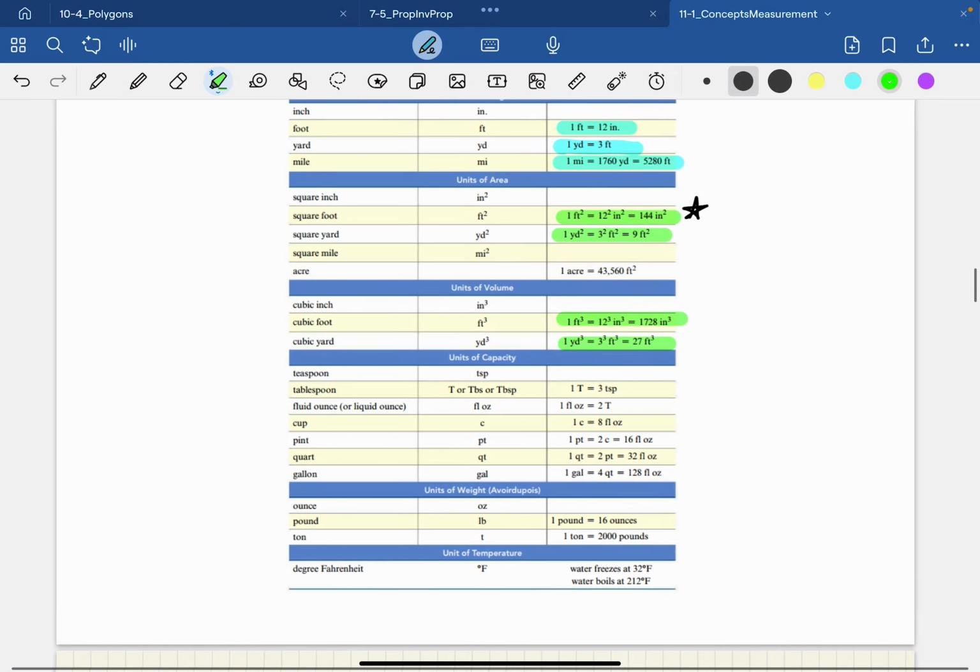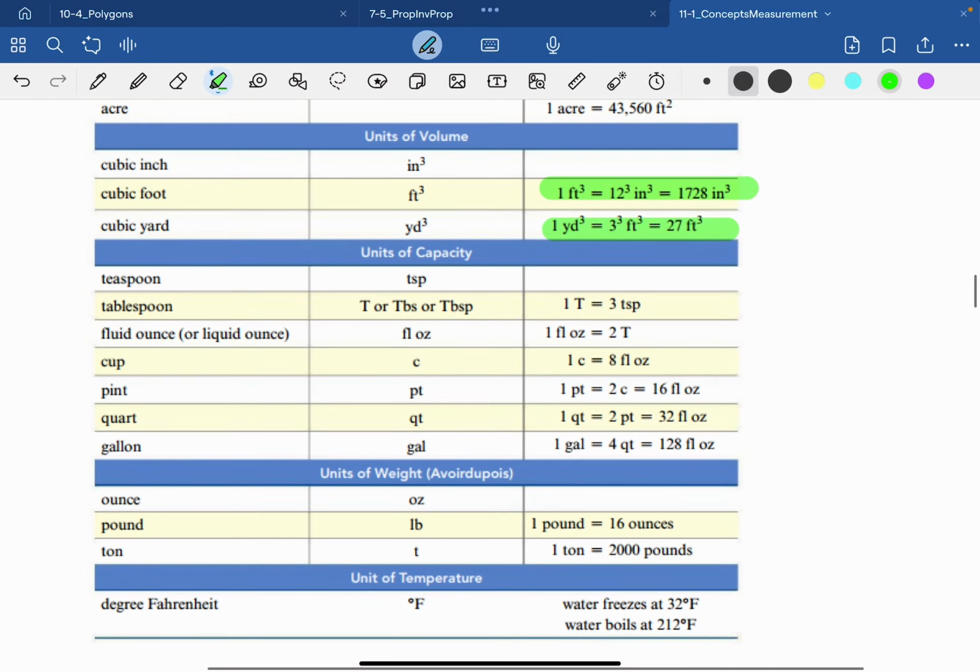The measurement units of capacity, of course, are just accepted conversions. So 1 tablespoon is 3 teaspoons. A fluid ounce or liquid ounce is equal to 2 tablespoons. A cup is 8 fluid ounces. A pint is 2 cups, 16 fluid ounces. A quart is 2 pints, which is 32 fluid ounces. And a gallon is 4 quarts, or 128 fluid ounces. So a lot going on there with units of capacity.